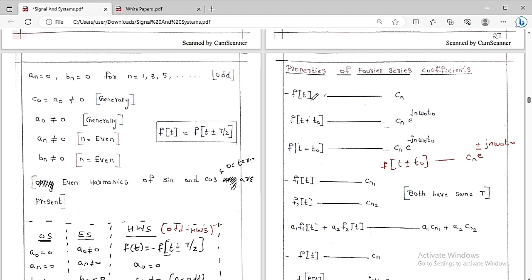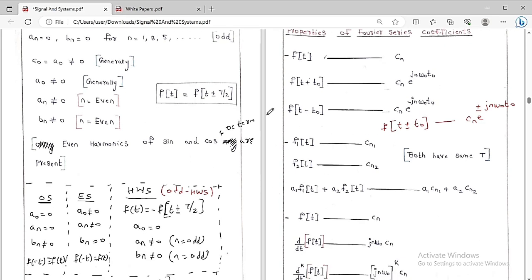So for f(t), if the Fourier series coefficient is Cn, then for f(t ± t0), the Fourier series coefficient is Cn times e to the power of ± j n omega naught t0. So listen carefully. For f(t), the coefficient is Cn, then f(t ± t0) will have the coefficient Cn times e to the power of ± j n omega naught t0. Now let's go to another property.